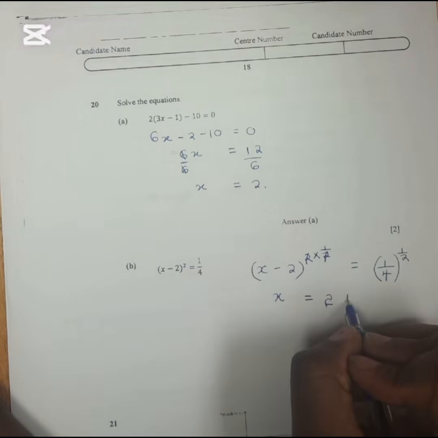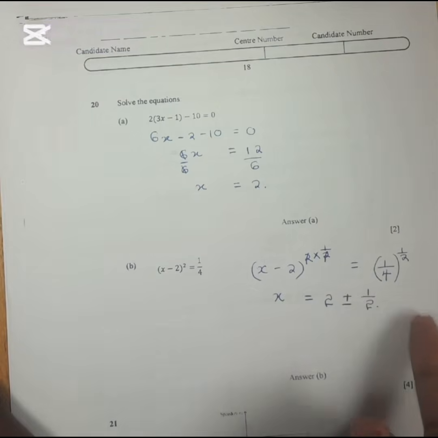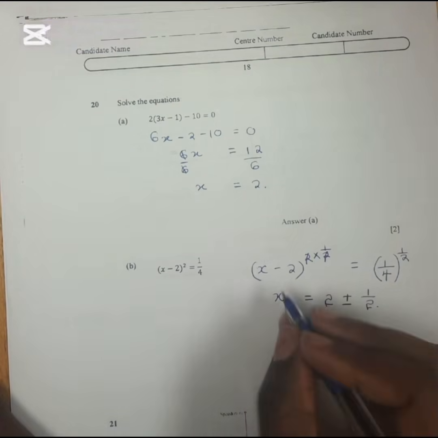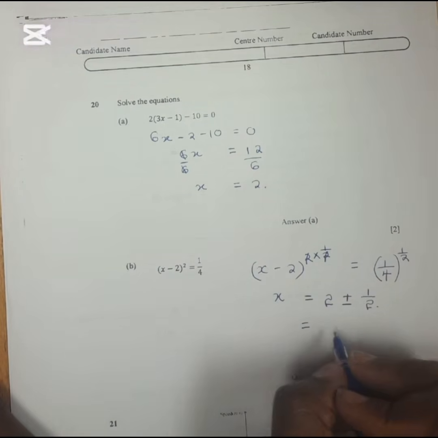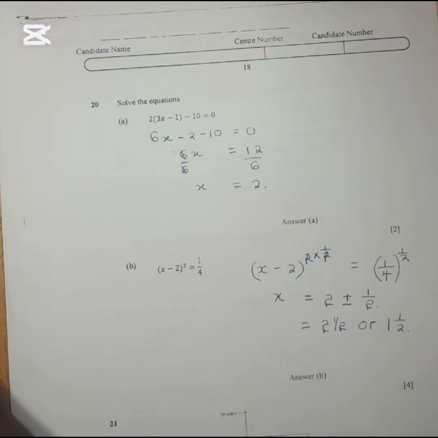So the square root of quarter, it is going to be half or minus half, isn't it? If we say the square root of 1/4, we are going to get either positive half or negative half. Then to find the value of x, we say 2 plus half, we get 2 and half. Or we say 2 minus half, we get 1 and half.